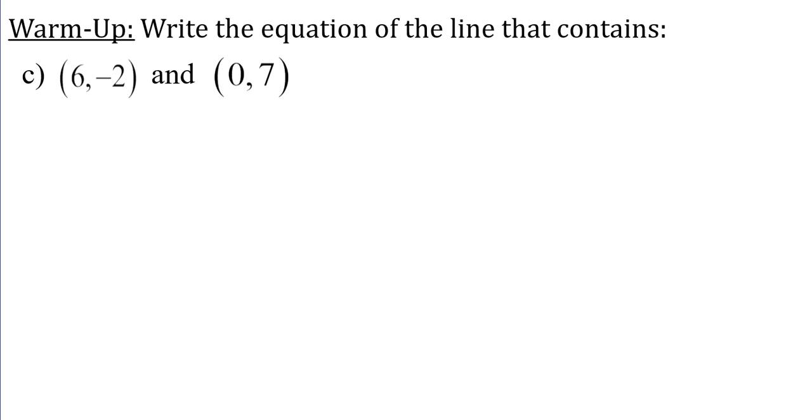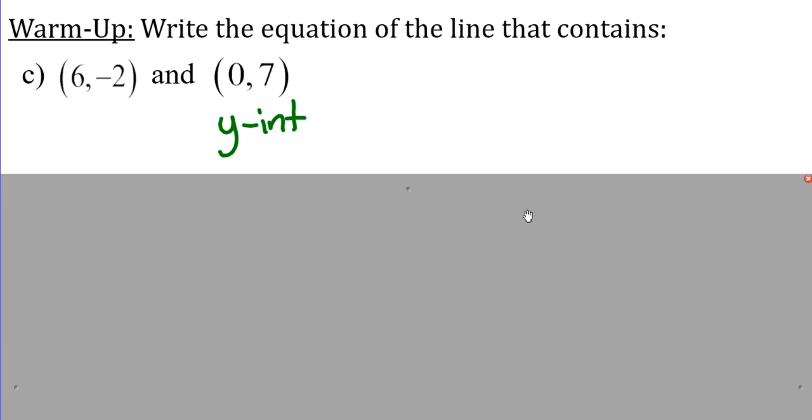Let's look at another scenario. Can you write the equation of the line that contains the points 6, negative 2, and 0, 7? If we're given 2 points, we can find the slope between the two. And perhaps you notice that you have the point 0, 7, which also represents a y-intercept.